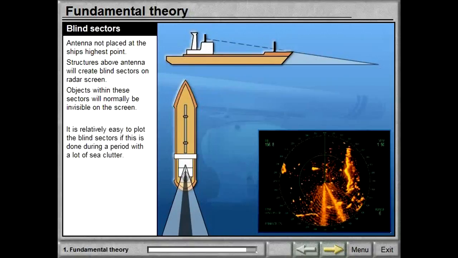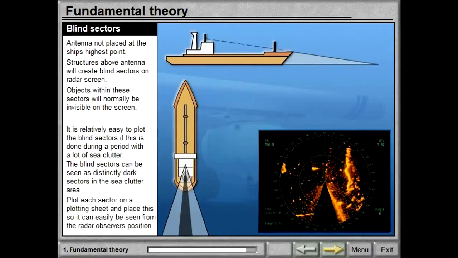It is relatively easy to plot the blind sectors if this is done during a period with a lot of sea clutter. The blind sectors can be seen as distinctly dark sectors in the sea clutter area. Plot each sector on a plotting sheet and place this so it can easily be seen from the radar observer's position.